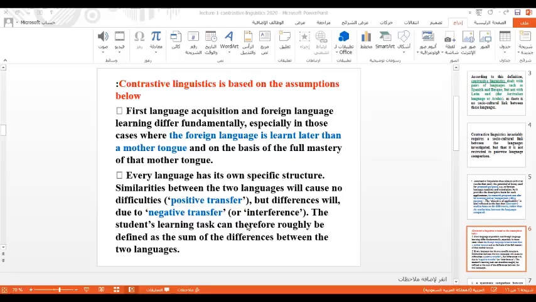Yes, this is the view of what is called the empirical school. This is BJ and Putnam. They say that the child is born with a blank slate mind.